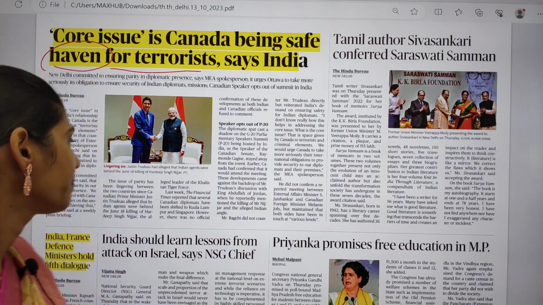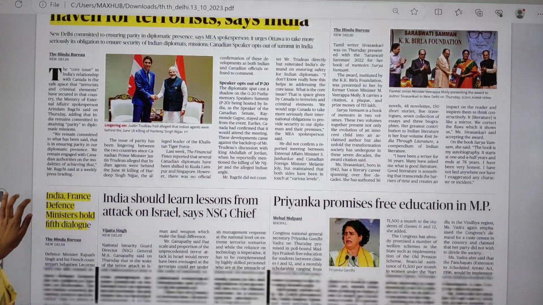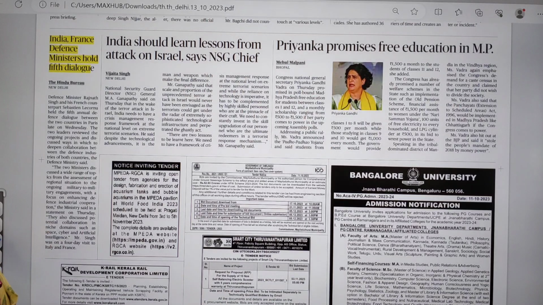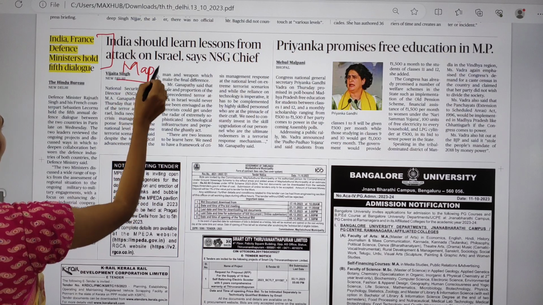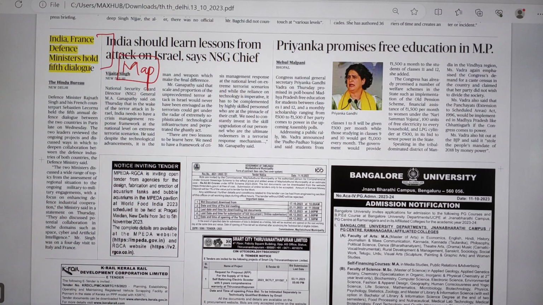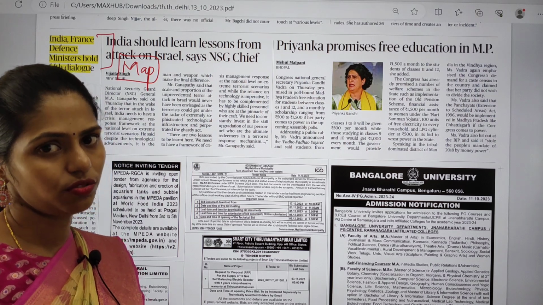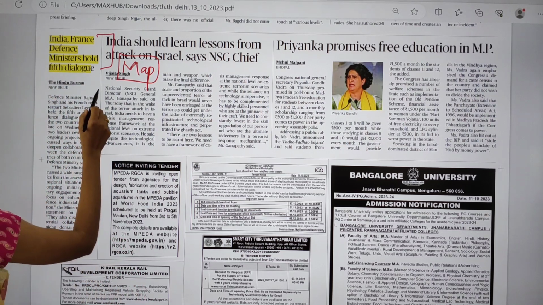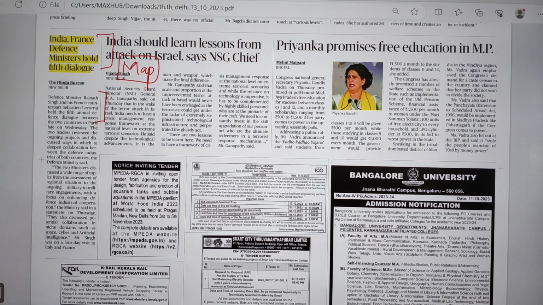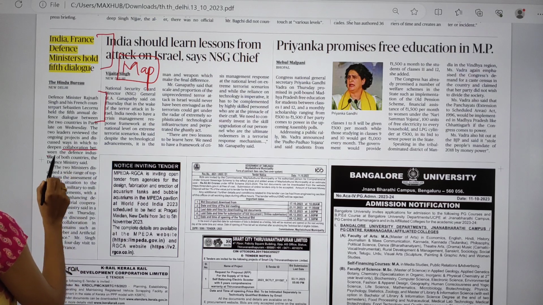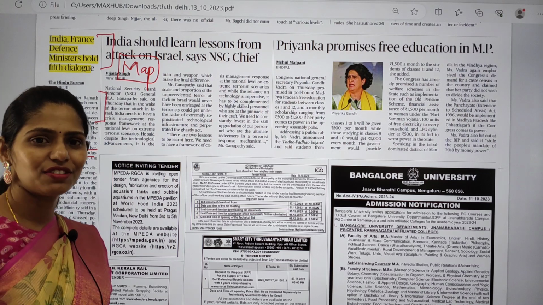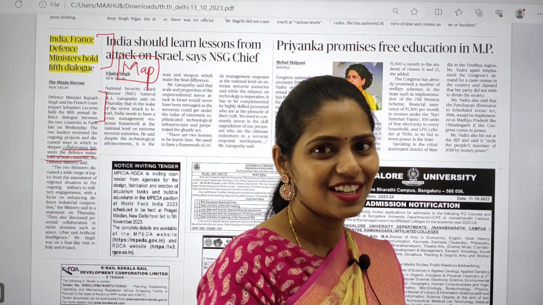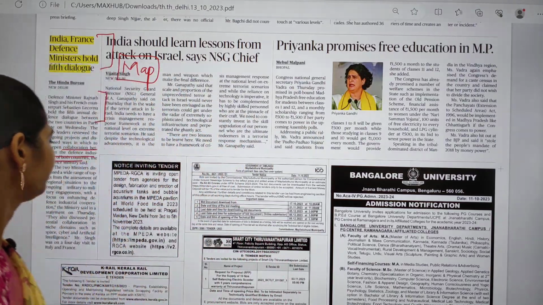The next topic is: India-France defense ministers hold fifth dialogue. Here you have to see the map of France, and especially which countries share a boundary with France. Next, some projects have been discussed, and we are focusing on collaboration between the defense industries of both countries. Please let me know in the comment box which defense equipment we got from France. Don't forget about this.